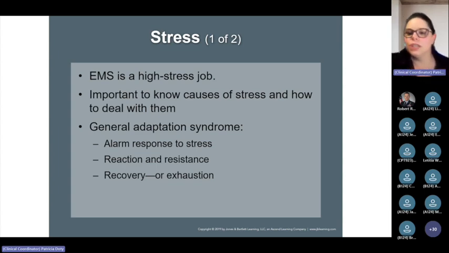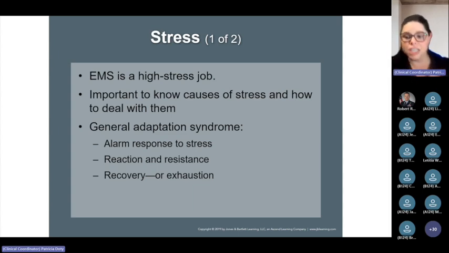So different things. Okay, now let's talk about GAS, and that's general adaptation syndrome. So we have an alarm response to stress. What does that mean? You can literally think about it as an alarm going off. What's the first thing that happens when an alarm goes off? First off, it freaks us out. I don't care how great of a person you are, you get freaked out a little bit. And your heart rate goes up. Your blood pressure goes up. Your respirations go up. Your pupils will dilate.